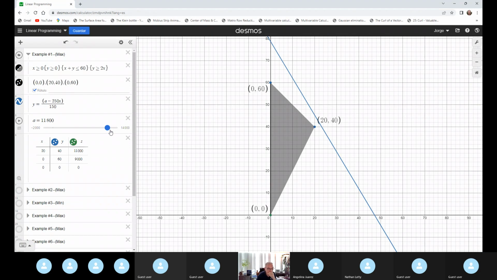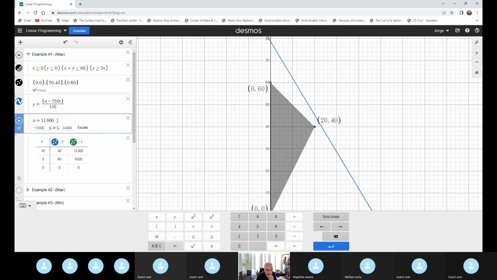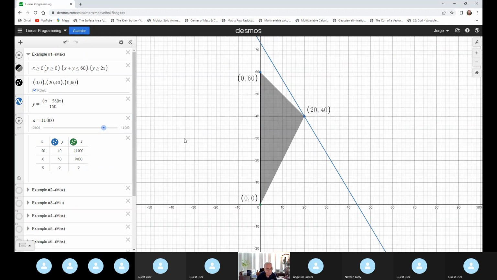Now I come back, because you see that table. In that table, you evaluate the corner 20,40 in the objective function. It's a little complicated for me, but I know the answer. The answer is 11,000. You see how it touches perfectly; 11,000 touches here in this corner. This is the maximum.